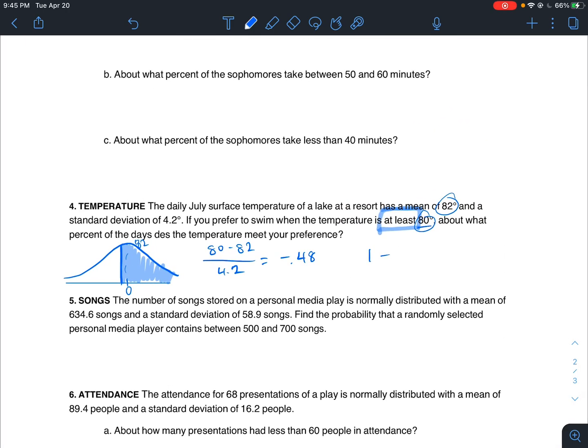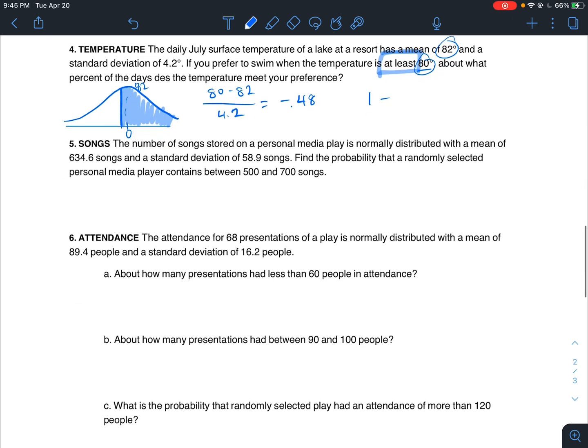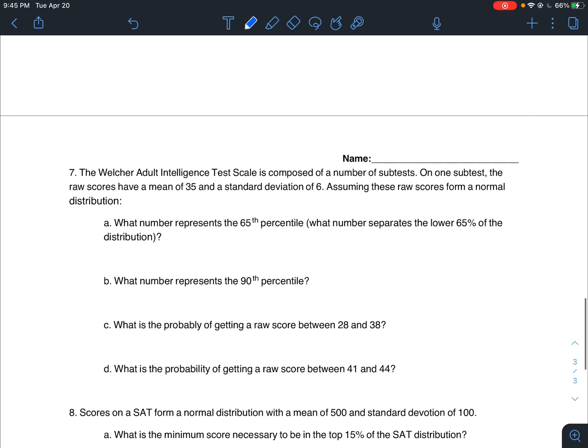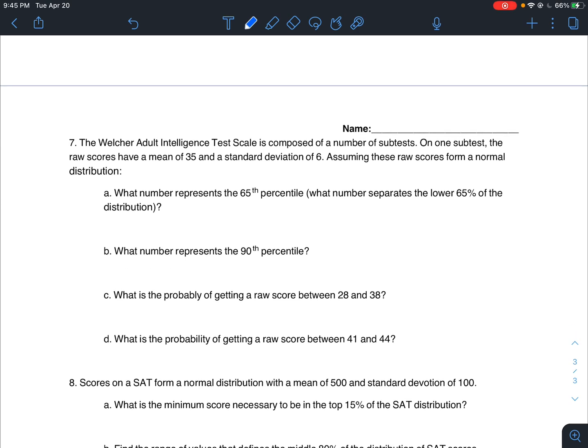Okay, so don't get confused on that wording right there. Now let's talk about number 7. This should finish up our lesson, okay? In number 7, you're going to be working backwards, okay? And this can be a little tricky.